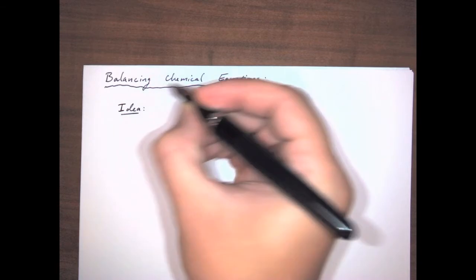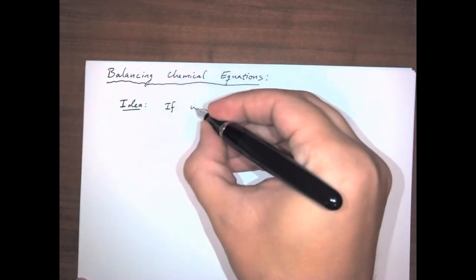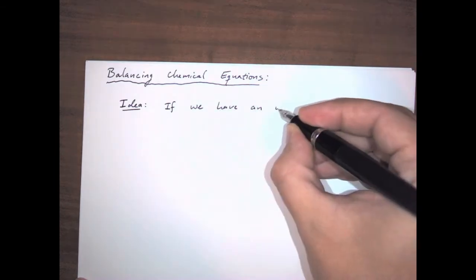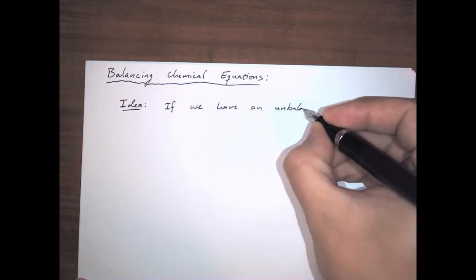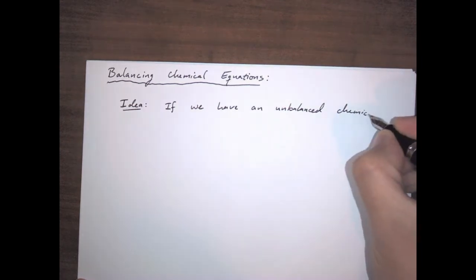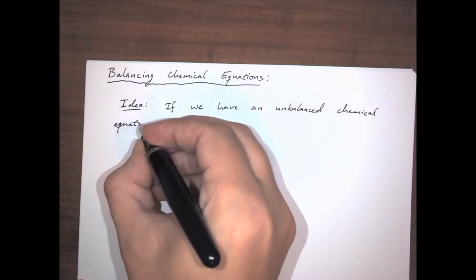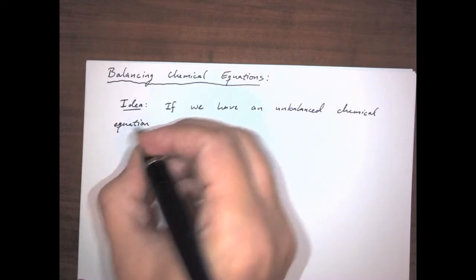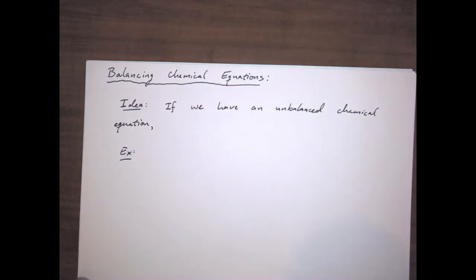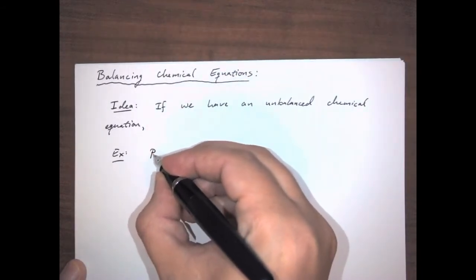So let's just take an example of this, or let's just describe our approach here. The idea is, if we have an unbalanced chemical equation, for example, let's say as an example, we'll just take something like the burning of propane.